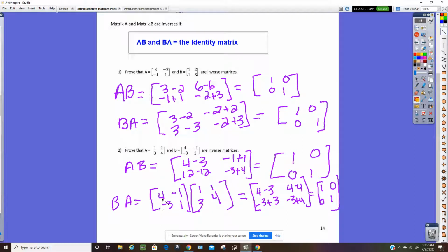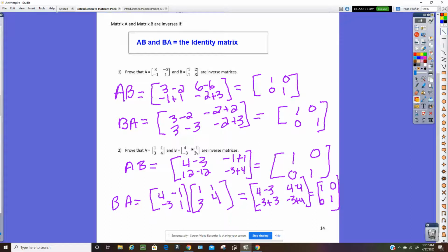Now B times A. I wrote this out because it's hard for me to work backwards here. If B is first, then I have to multiply this row times this column. So it's easier for me to write the B matrix first and then the A matrix second.